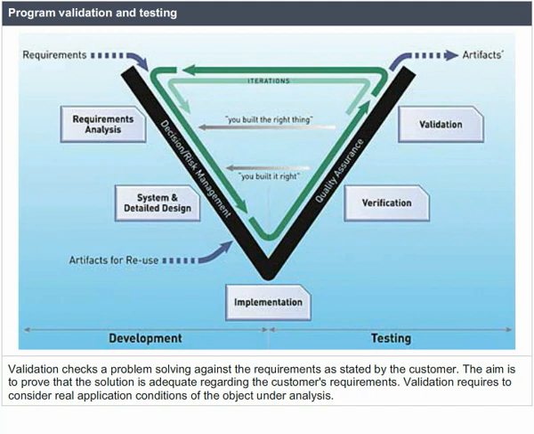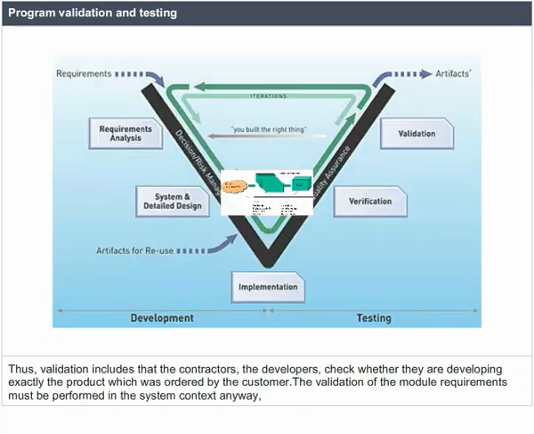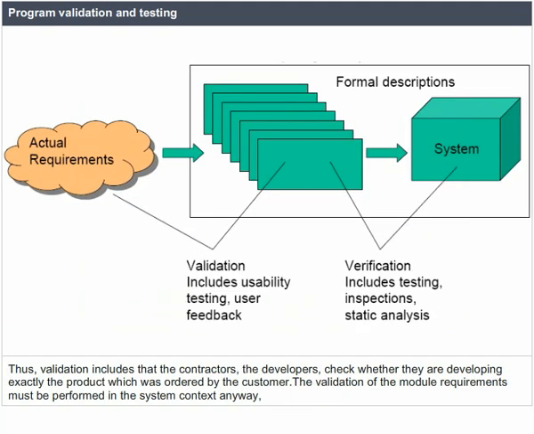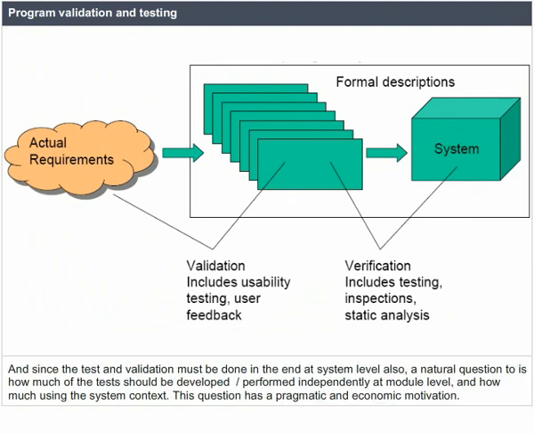Validation requires considering real application conditions of the object under analysis. Thus, validation includes that the contractors, the developers, check whether they are developing exactly the product which was ordered by the customer. The validation of the module requirements must be performed in the system context anyway. And since the test and validation must be done in the end at system level also, a natural question is how much of the tests should be developed or performed independently at module level and how much using the system context. This question has a pragmatic and economic motivation.